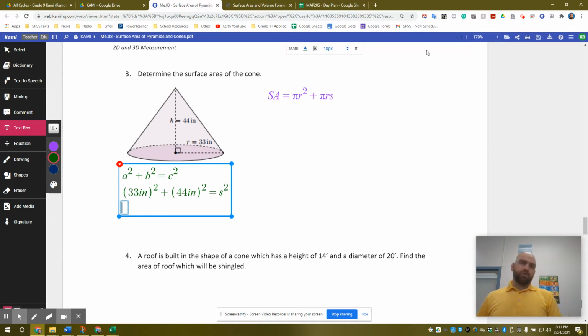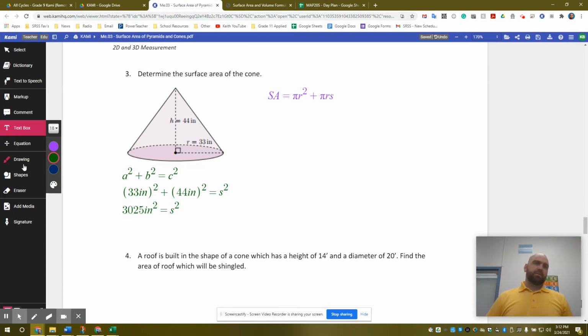All right, so we're going to do 33 squared plus 44 squared, not 55 squared. And this equals 3025 inches squared when we put it together, is equal to S squared. Now again, you used Pythagorean theorem in the past, and we remember that to get our S all by itself, we need to take the square root of that side and the square root of this side right here.